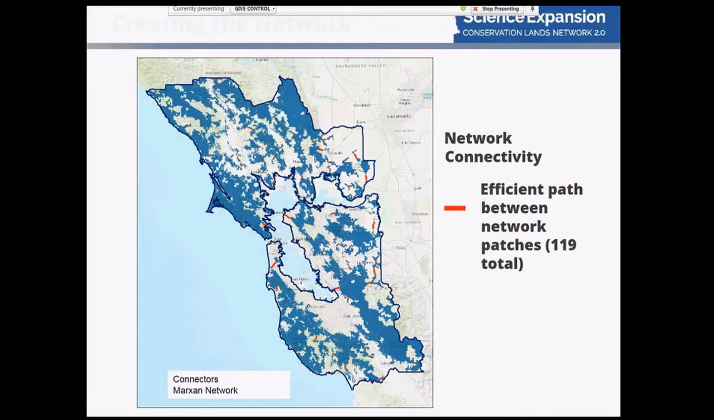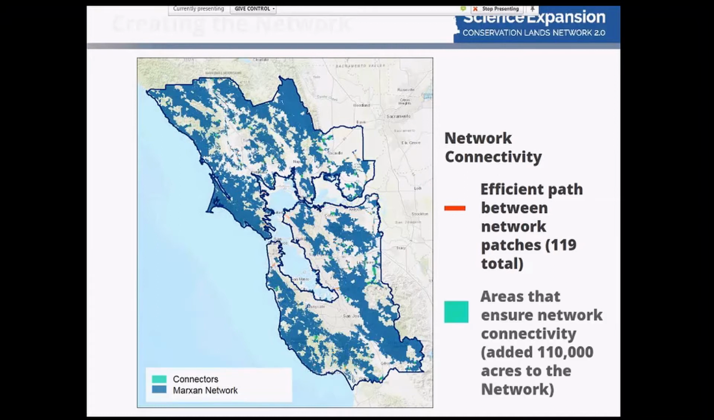The next thing we wanted to make sure is that the network itself was connected. So we ran a least cost paths analysis to make sure that the disparate patches of the network are connected. And we added those areas in as what we call connectors, or areas that ensure network connectivity. And it added about 110,000 acres to the network. Not a huge amount, but network designs need to be connected.